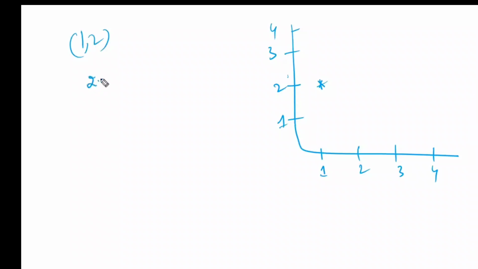If the point 2.5, 3.5 is there, 2.5 is this one, 3.5 is this one, and you are going to keep a point like this. Keeping all these data points on the graph is called a scatter plot.